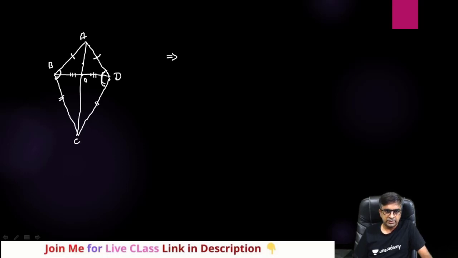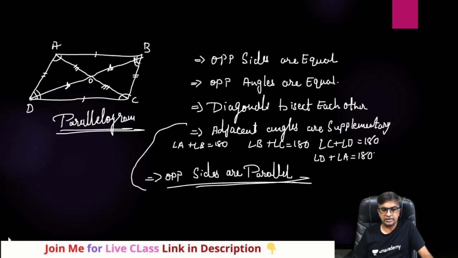And one more thing, diagonals here are making 90 degrees. All these angles AOB, BOC, COD and AOD are making 90 degrees. This is one of the most important properties that we need to follow. Diagonals are perpendicular to each other. So these are the properties of different types of quadrilaterals, guys.